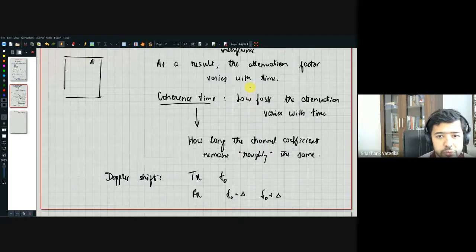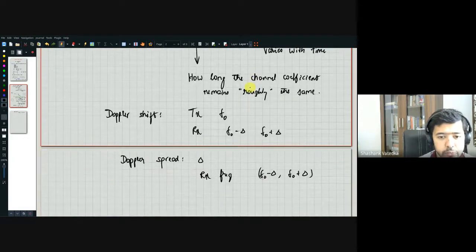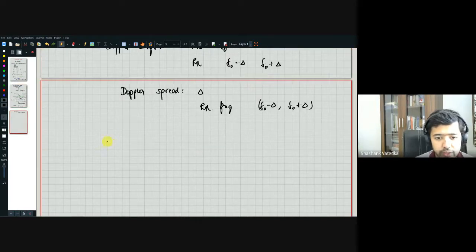Okay, so these are two consequences of motion, right? One is that the attenuation varies with time, or the channel coefficient varies with time, and how long the channel coefficient remains constant is what is called the coherence time. And due to relative motion, there is a Doppler shift, and since you have multiple components which are received, there could be reflections. As a result of these reflections, what is received is not a single frequency, but it could be a range of frequencies.